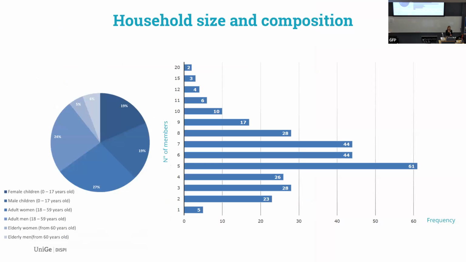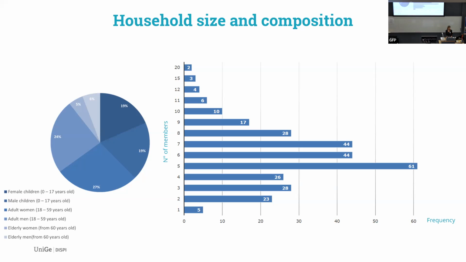I'm not showing you all the data because they are too much, but just to give you an idea. I'm sorry, I missed an element. The questionnaires were at the household level. So we collected information of the household and not of the individual. And we discovered that the average size of these households is 5 members.